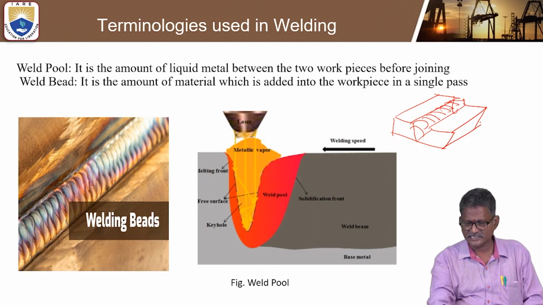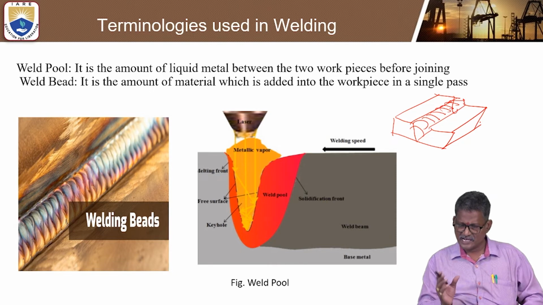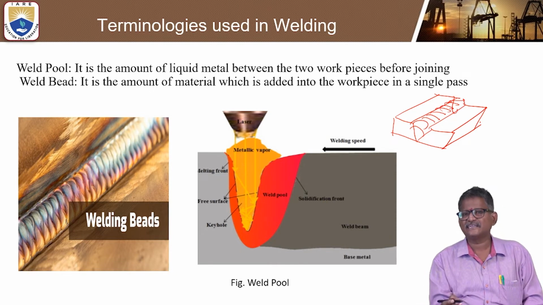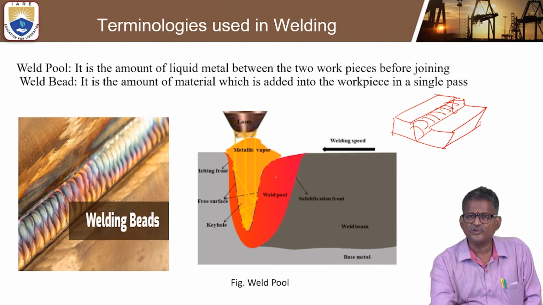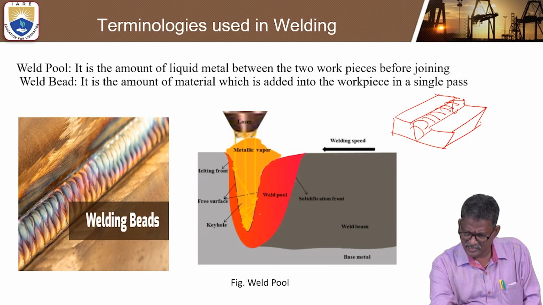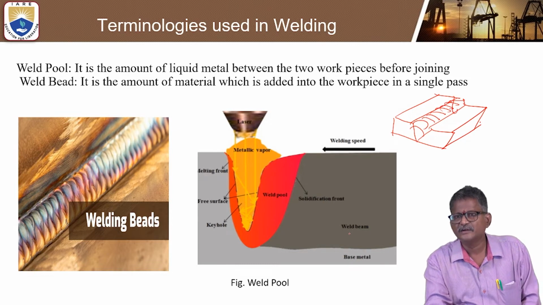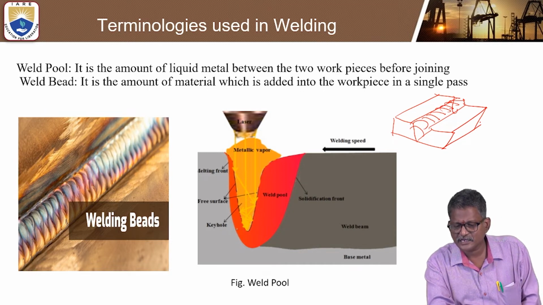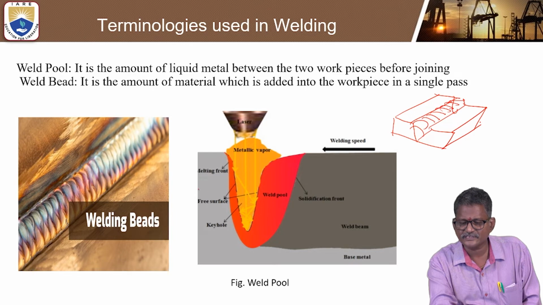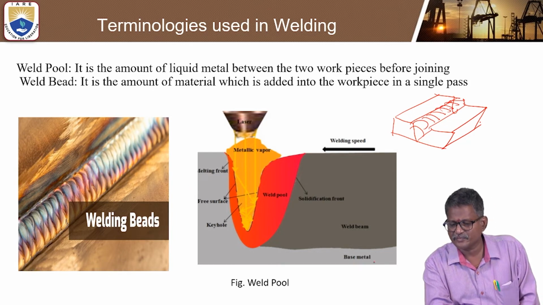So you can see in the right side diagram, the three-dimensional diagram, you can clearly understand it. The red color is the weld pool. You can see how the weld pool is created, and above that is metallic vapor, and this is called the weld beam, this is called the keyhole and free surface, this is called the melting front, and this is called the base metal.